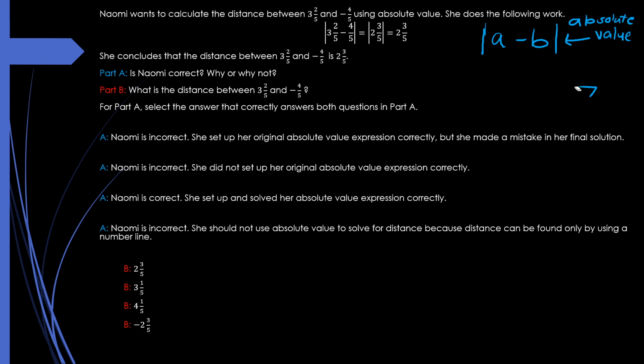Knowing that, let's look and see here what Naomi is doing. So Naomi wants to calculate the distance between 3 and 2/5 and negative 4/5 using absolute value. And she does the following work. So this here is her equation that she comes up with.